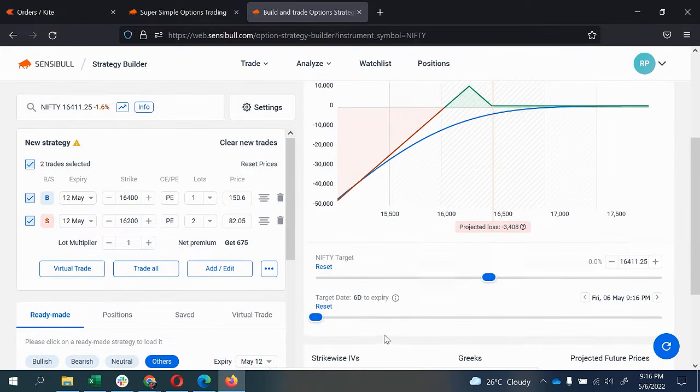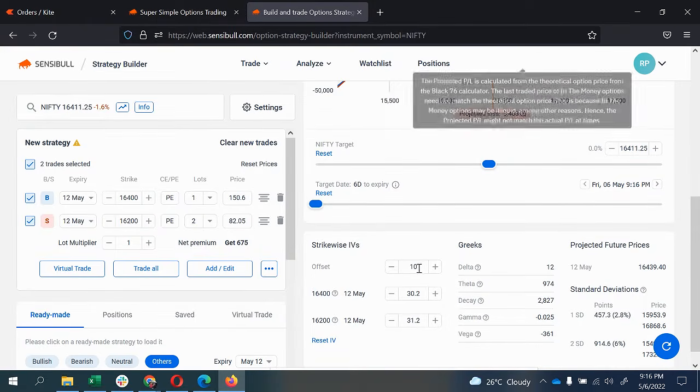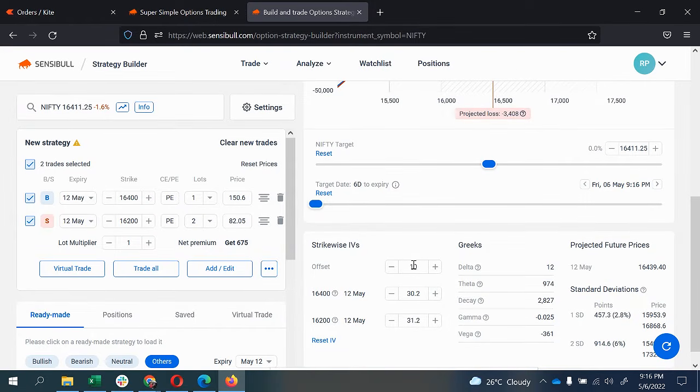See, with a 10% up move, you are in a loss of 3000. But the moment I make it minus, you are in profit. And if I make it minus 20, you get 7147, because this supports a falling VIX. If I make it a falling VIX of 20%, that will give you profit, right?